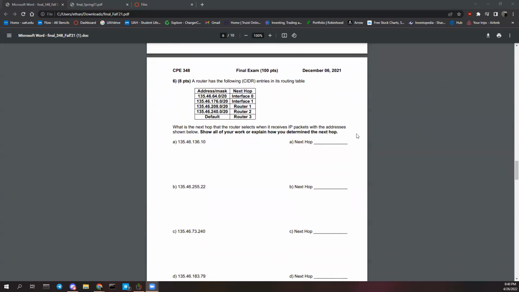Let's scroll down to this next thing. So this is IP stuff. That's always fun. So this is an exam 2 topic. So we have a next hop and an address set. So right here, what is the next hop that the router selects when it receives the IP packets with the address shown below? Show all of your work and explain how you determine the next hop.